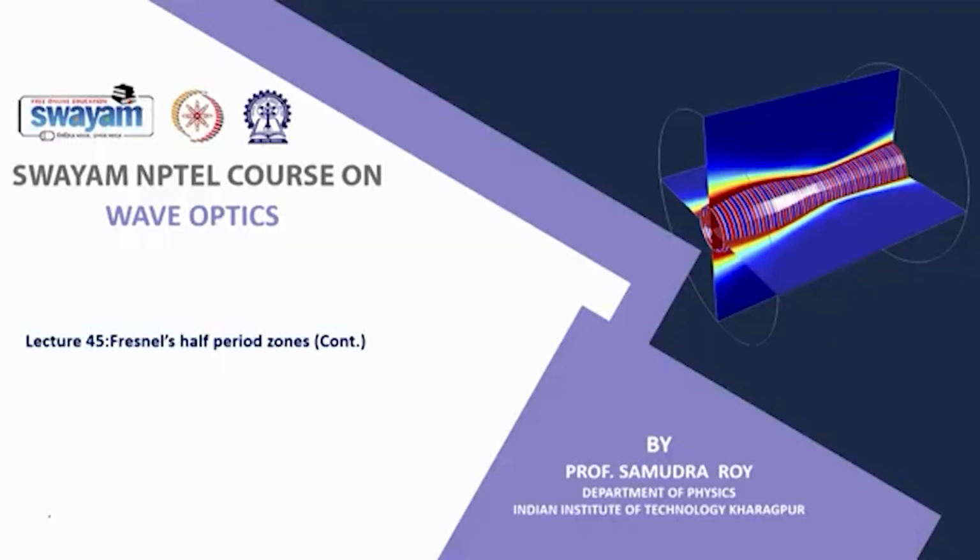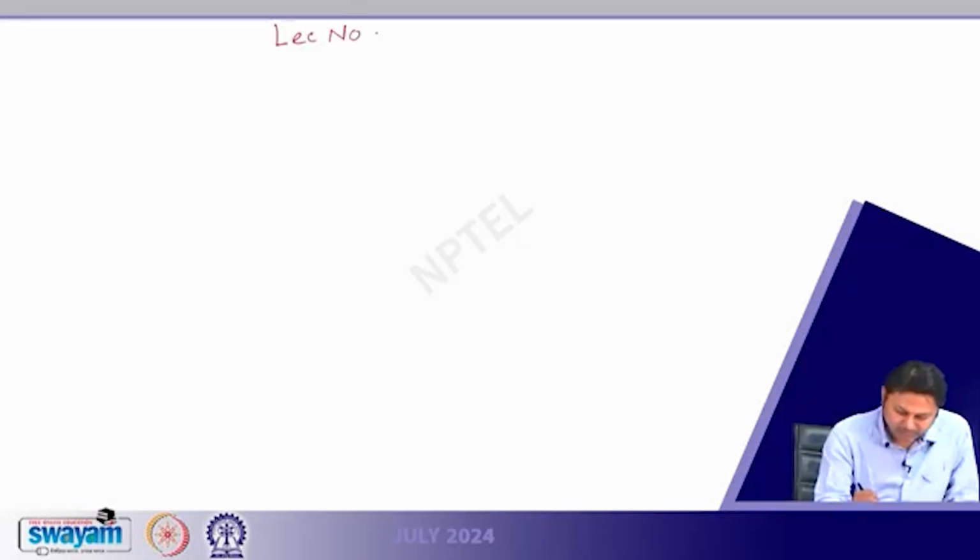Today we have lecture number 45 and we are going to discuss the Fresnel's half period zone and a few more aspects of that. So today we have lecture number 45.